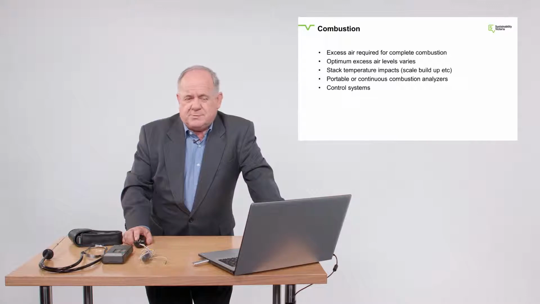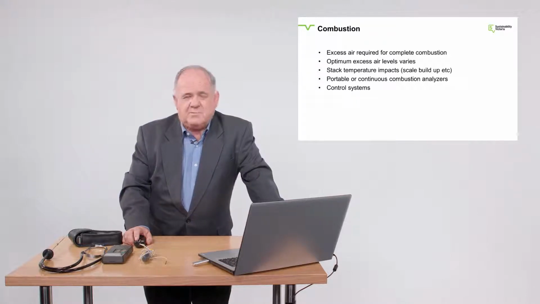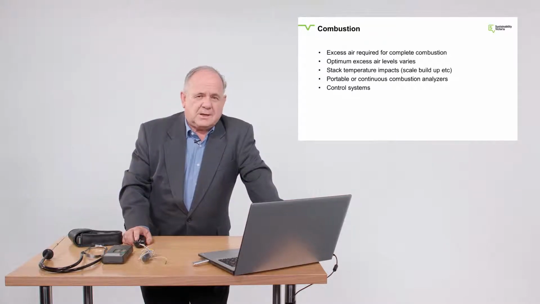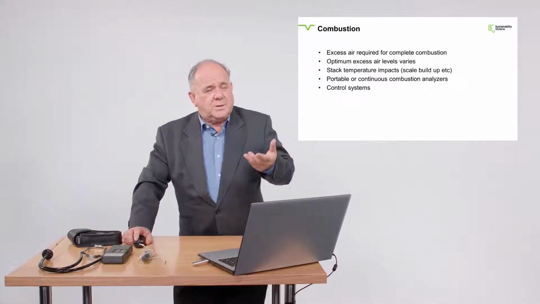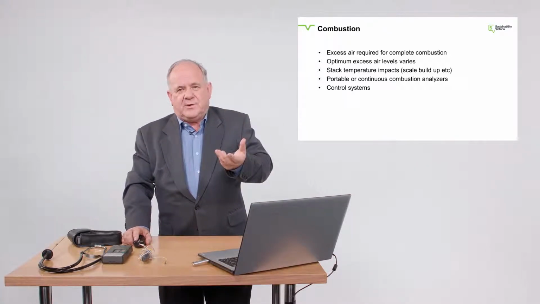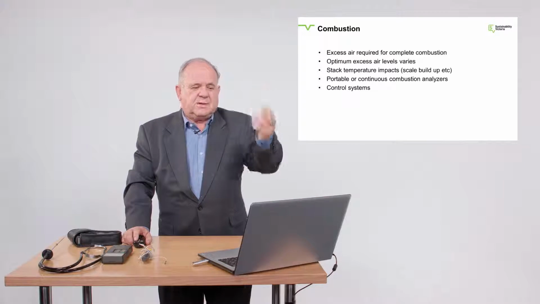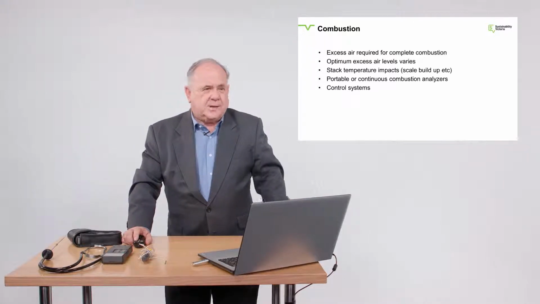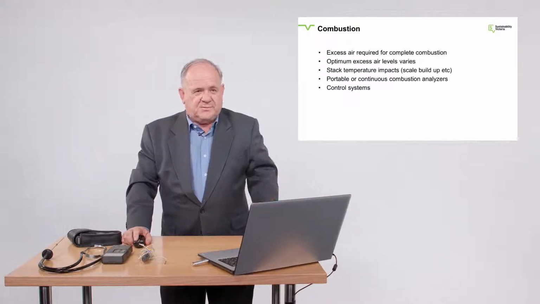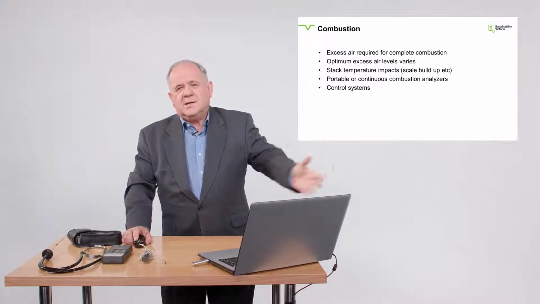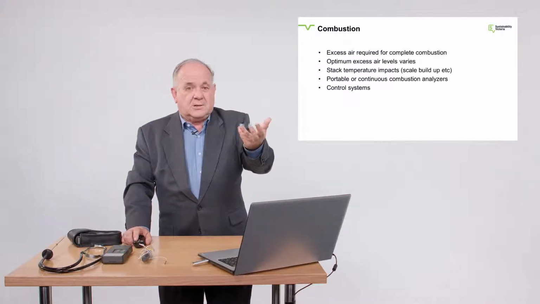The stack temperature is important. If, for example, the chemicals or the scale builds up on the water side of the boiler, the transfer of heat drops, so you get higher stack temperatures. And again, that's a function of inefficiency. If you've got high temperatures and high airflow, you'll get higher losses.